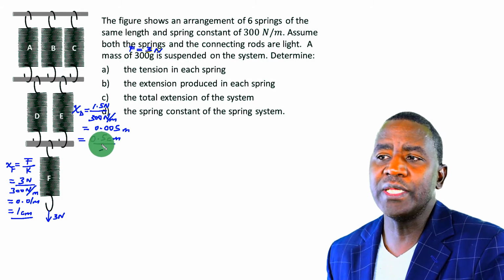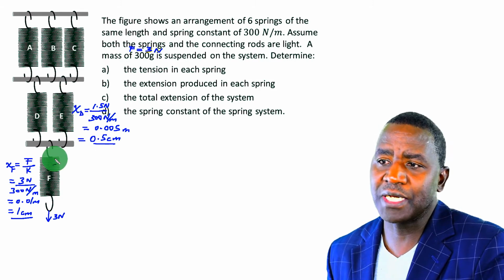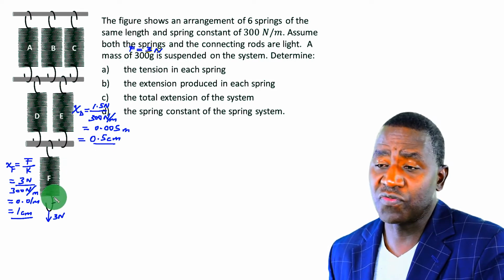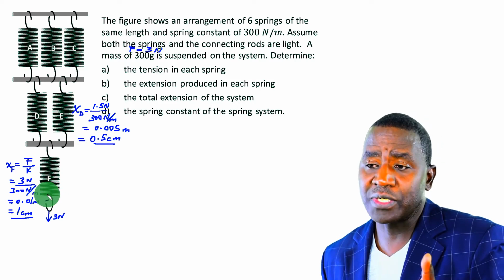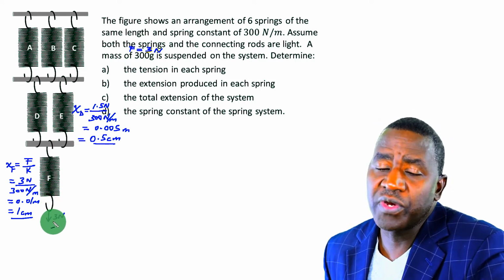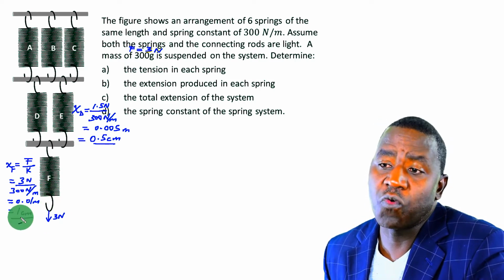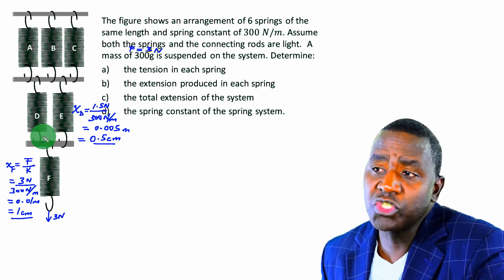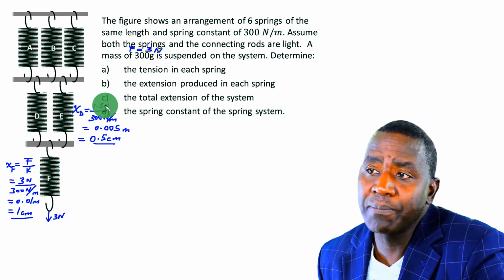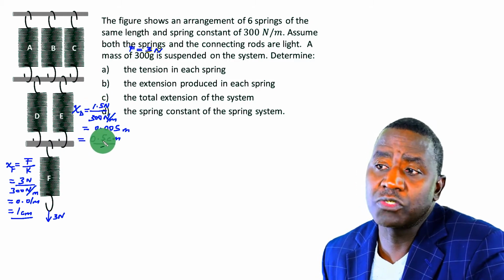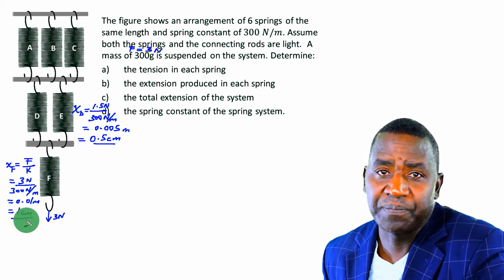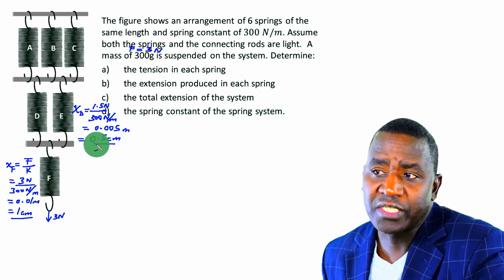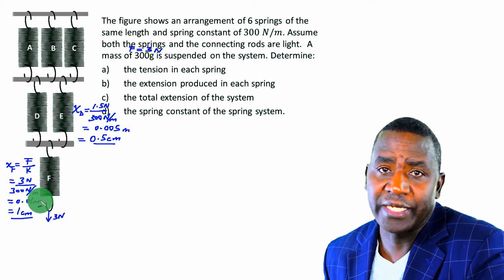Another way of quickly knowing the extension here after calculating the extension there is to argue like this. If a force of 3 newtons produces an extension of 1 centimeter in a spring, how much extension will be produced by a force of 1.5 newtons? You'll see that it will be half of that one. But we have proved the extension anyway using this calculation.